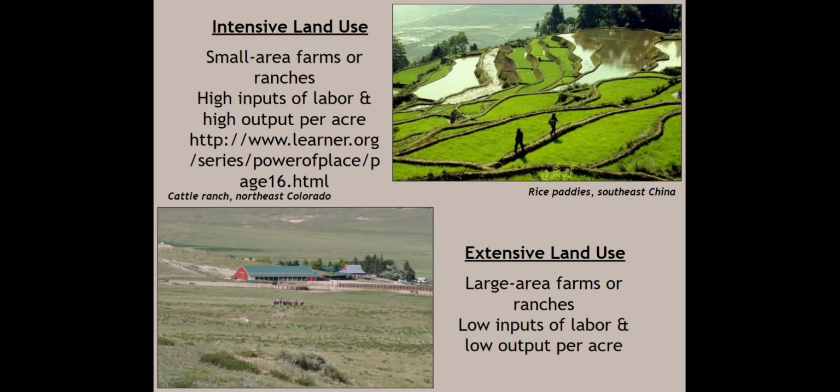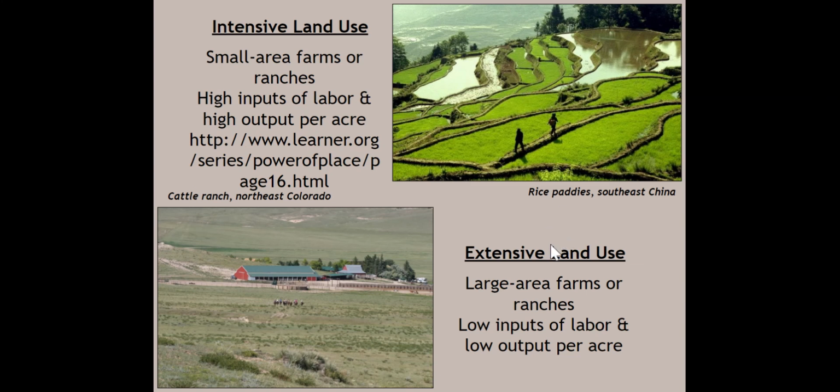We're going to see the terms intensive and extensive a lot, so I want to talk about what those terms mean and give us some different classifications. We have a lot of different types of agriculture that fall within commercial and subsistence. Some of these will involve, and this phrase is the really important one, high inputs of labor and high output per acre. So it's when you have very productive farming operations per unit of land. We'll talk a little bit more about that in a second.